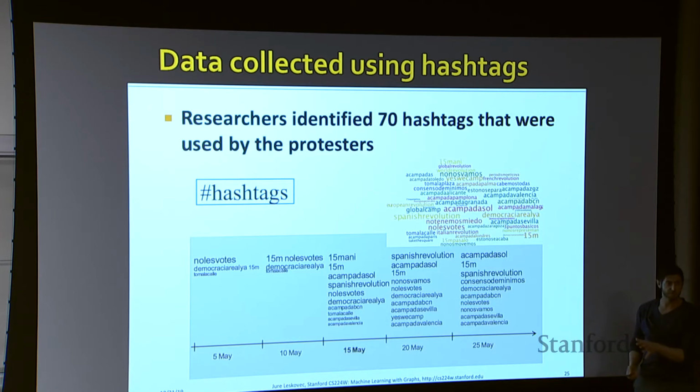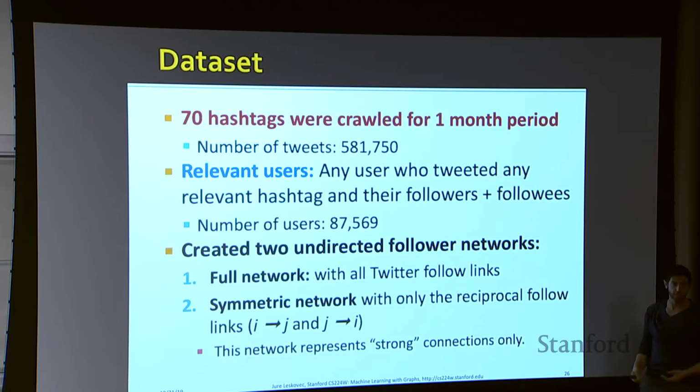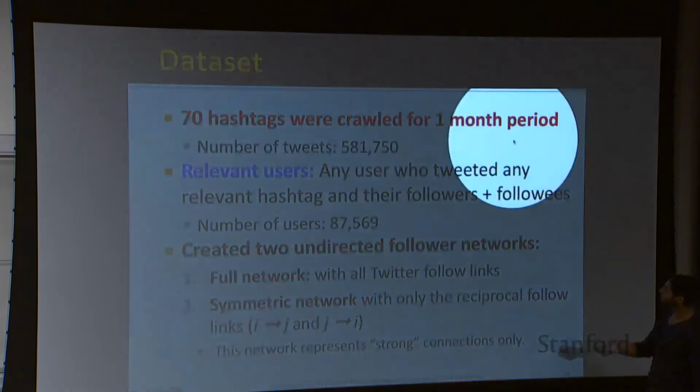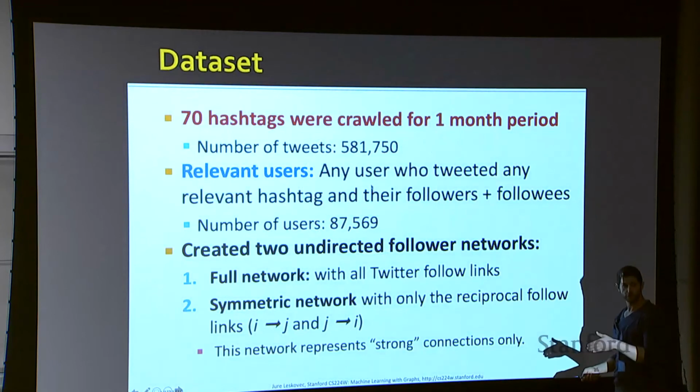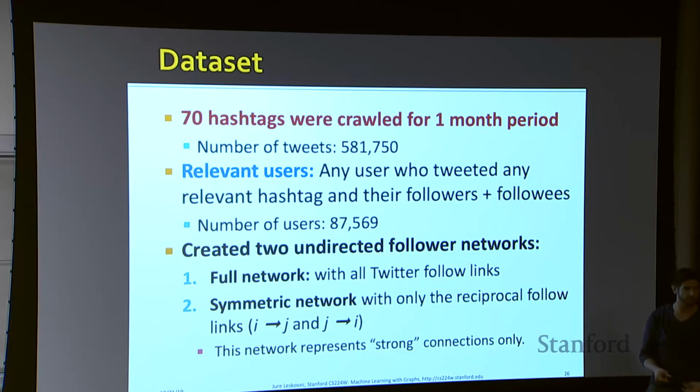So they selected these hashtags, and then they collected relevant data, right? They crawled this 1 month period, and they took all the tweets that contained those hashtags, and they ended up with roughly 6,000 tweets in total, okay? And not only did they collect the tweets, they also collected the relevant users, okay? So basically any user that tweeted relevant hashtags, and not only them, but also their followers and followees.